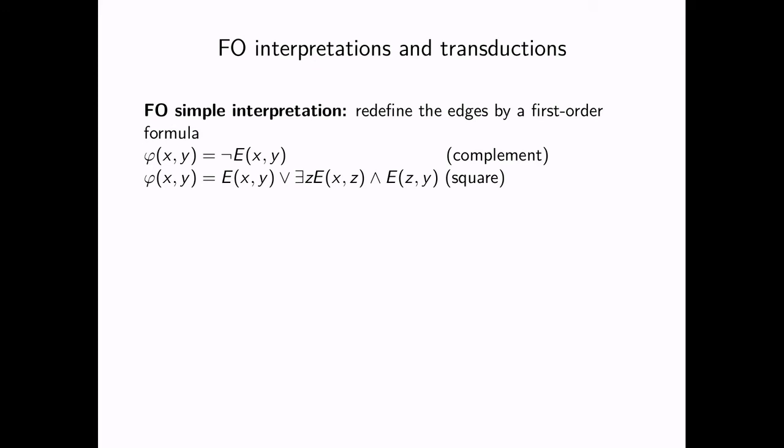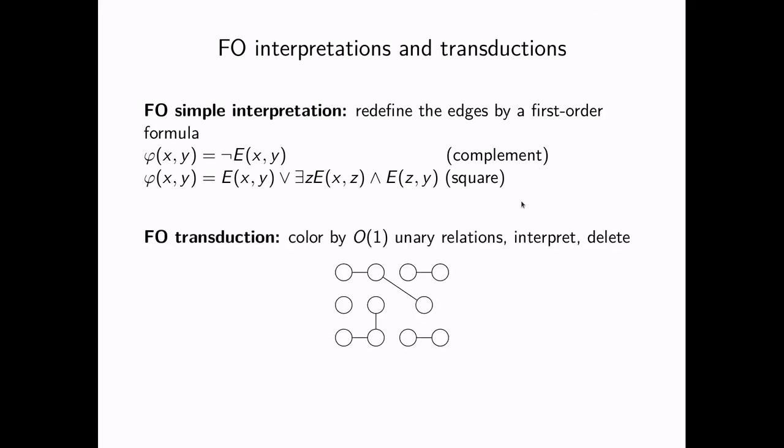So a first-order interpretation is just a way to redefine the edges of your graph. You say, okay, I'm not following the rule E, I'm following the rule phi for the edges. So here, if you negate E, you get the complement of your graph. If you look at the second formula here, this corresponds to squaring your graph. So that's an interpretation. So from one graph, you create one graph.